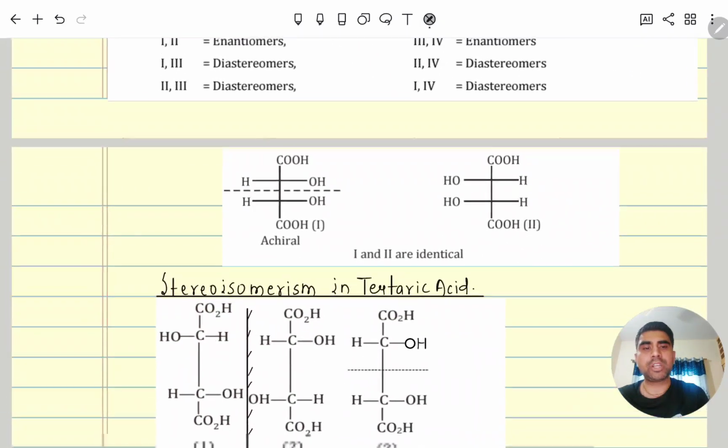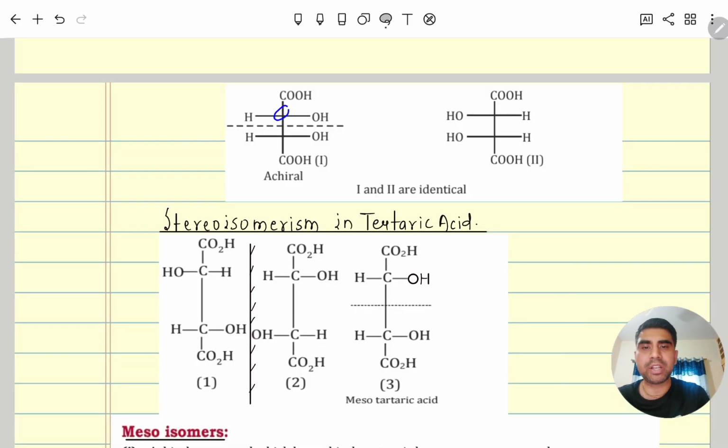If this molecule is given, it has 2 chiral centers, but you can see it has a plane of symmetry. So overall, although it has chiral centers, this is called an achiral molecule, or optically inactive, and its mirror image is also optically inactive, so both are identical. Suppose this is rotating with R, then this will also rotate R. If it is R and S, this will also be R and S. If it is S and R, this will also be S and R.